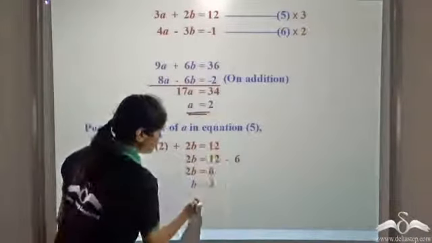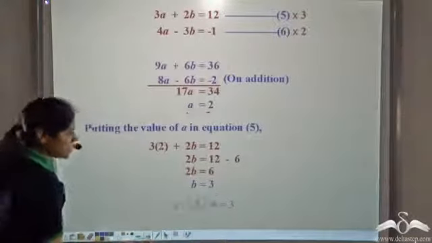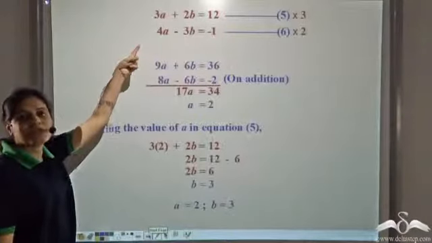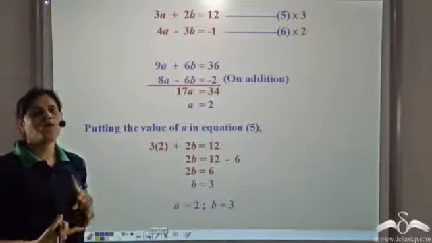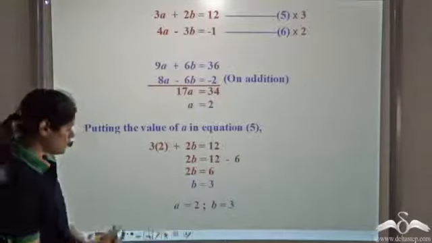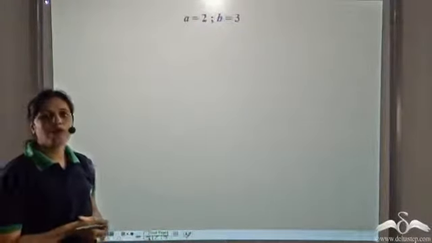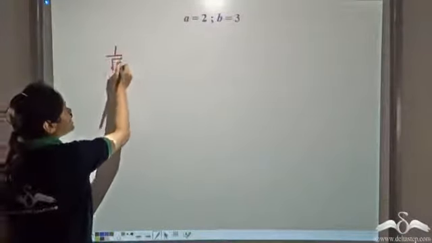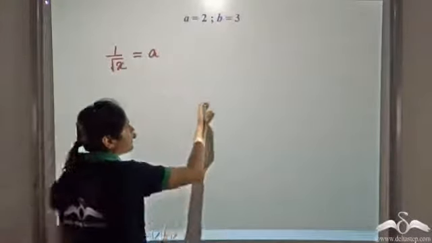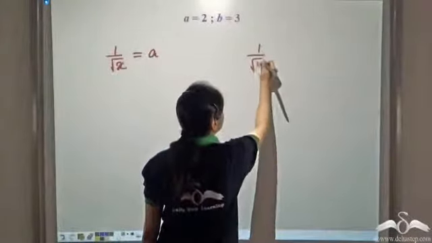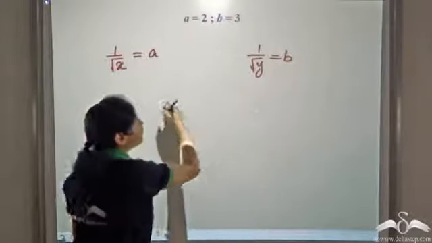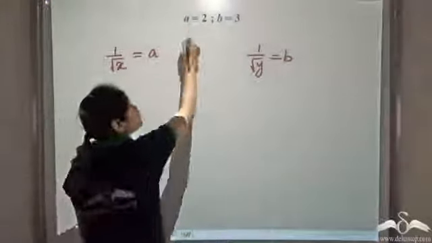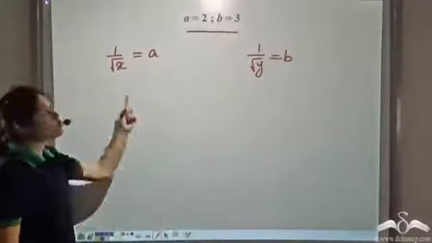So a is equal to 2 and b is equal to 3 is the solution of this pair of linear equations. But we actually want the solution of x and y. So let us use these values and our substitutions, that is 1 by root x equal to a and 1 by root y equal to b. These are the substitutions which we had made. Let us use these substitutions and these values to solve for x and y.